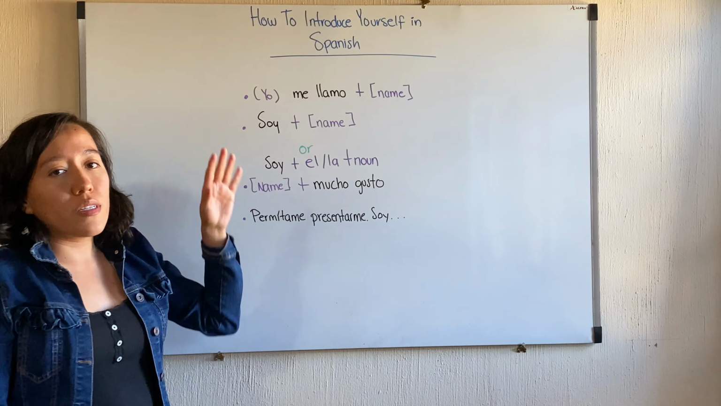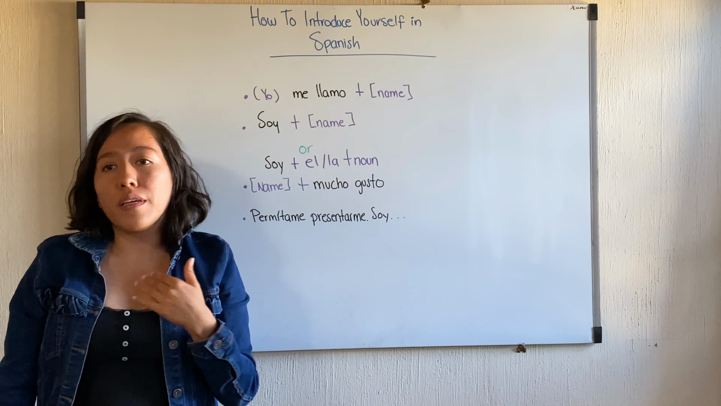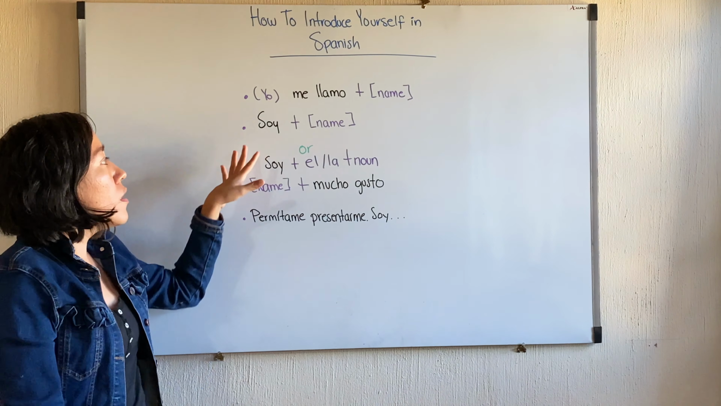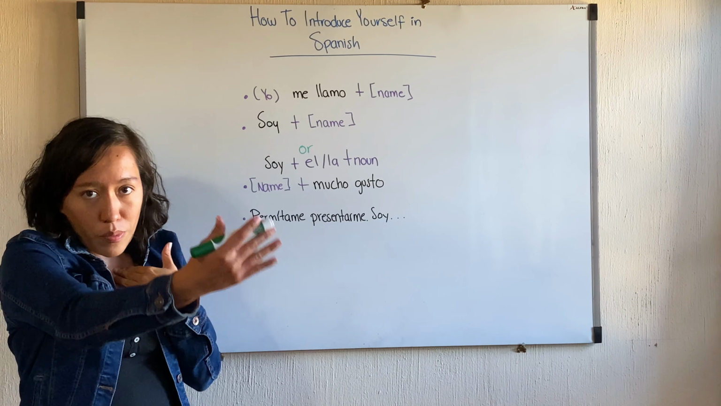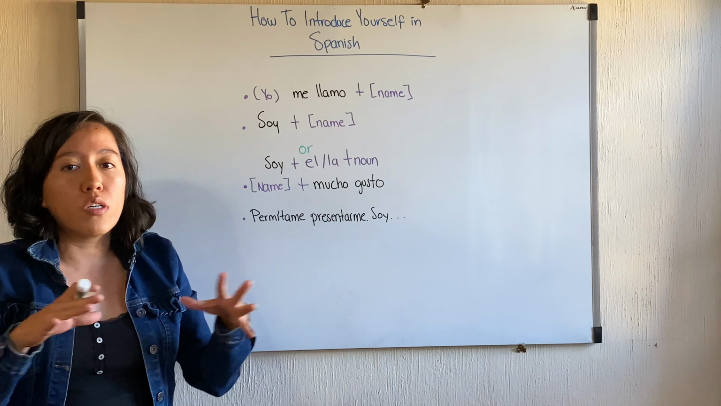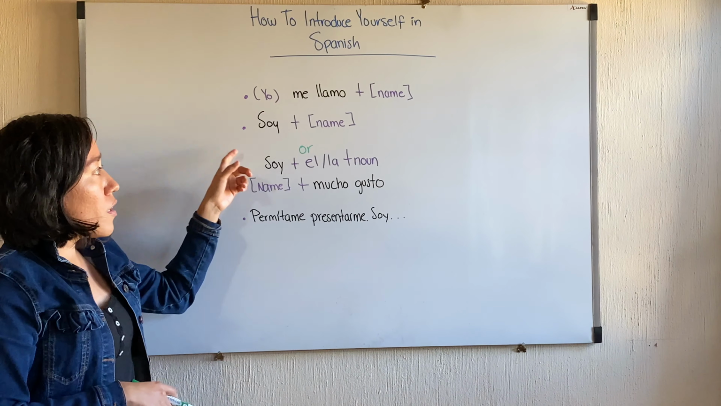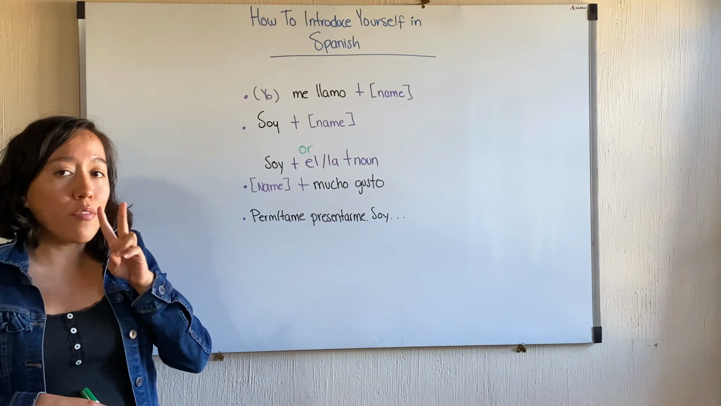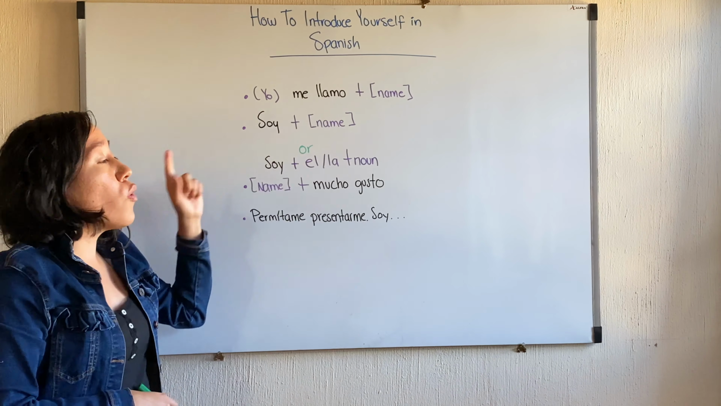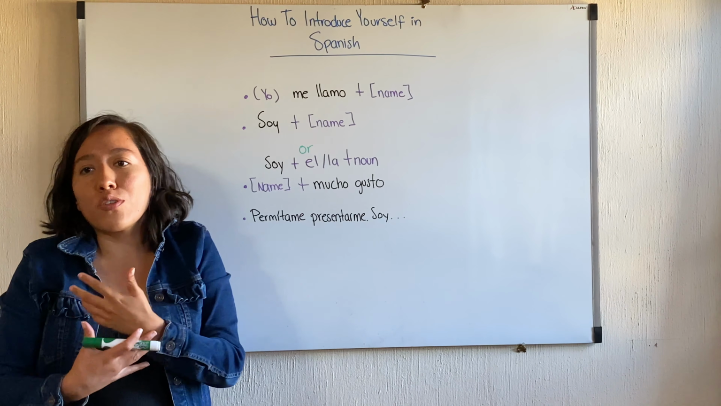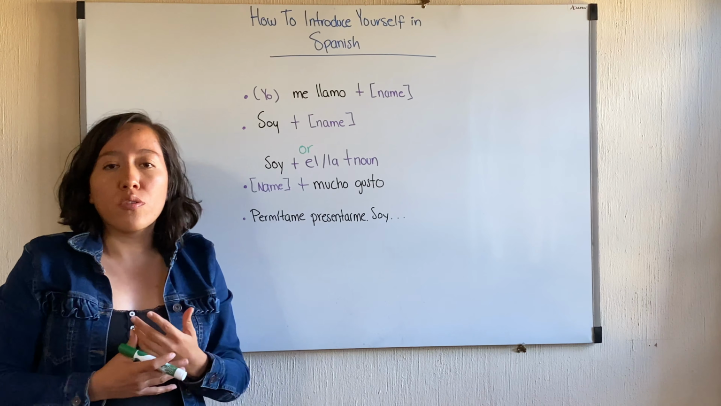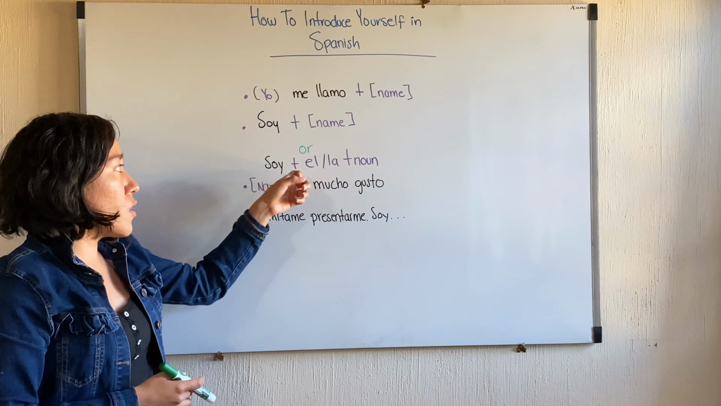So the next one is soy plus your name. In my case, soy Daniela. And you can use this one when you're introducing yourself to just a single person or a group of people. With this structure, you have two options. You can use your name, or if you want or you need to mention your title or your relation to another person, you can use this one over here.